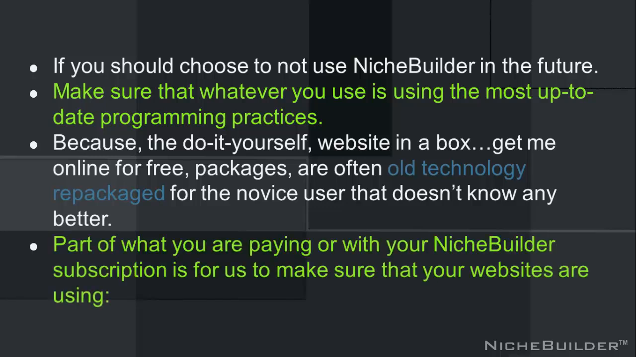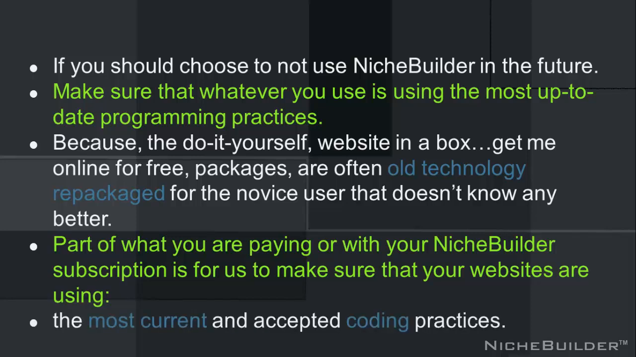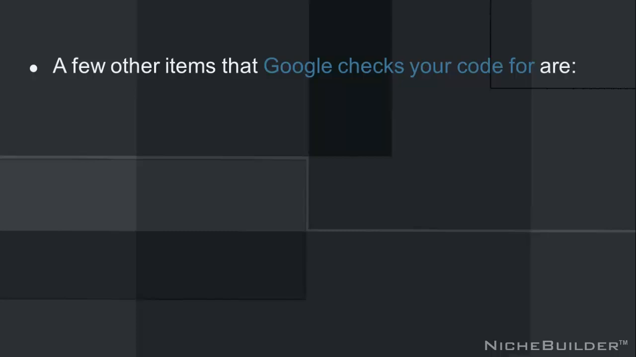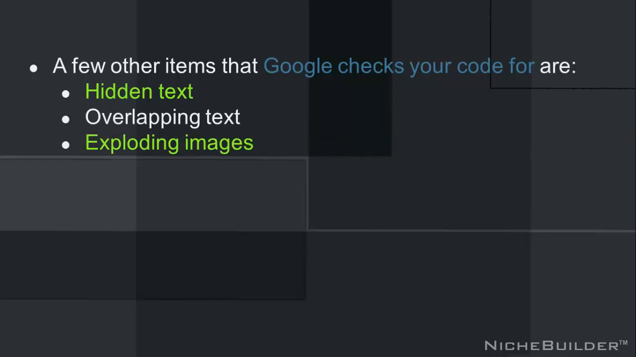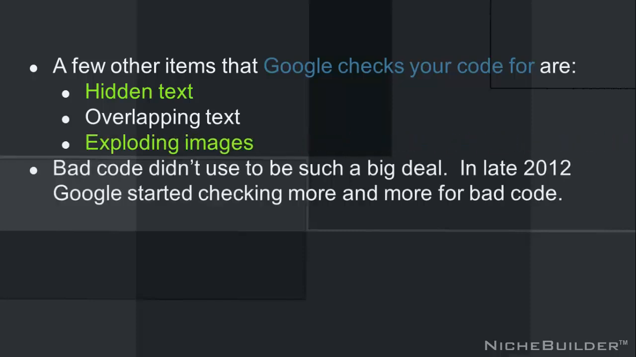Part of what you're paying for with your NicheBuilder subscription is for us to make sure that your websites are using the most current and accepted coding practices. A few other items that Google checks your code for are hidden text, overlapping text, and exploding images. Bad code didn't used to be such a big deal. In late 2012, Google started checking more and more for bad code.